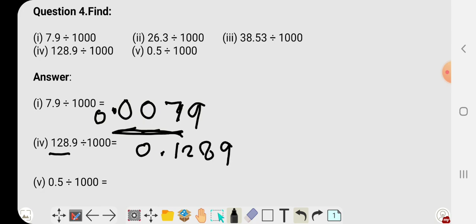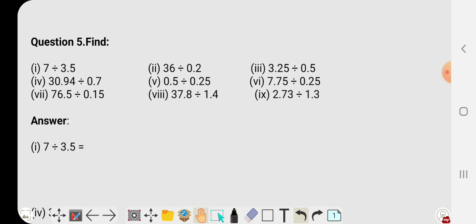For the next one only 5 is there, and we have to shift the decimal 3 places towards left. 1 2 3, we have to put 3 zeros, then we can put the decimal. So in this way we will do the rest of the parts of this question.